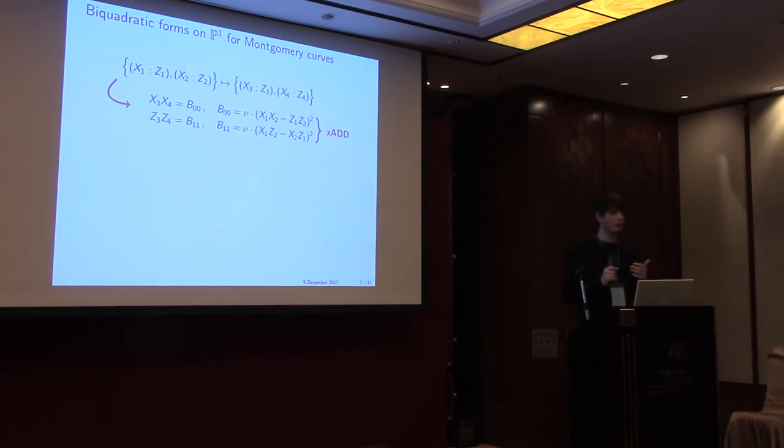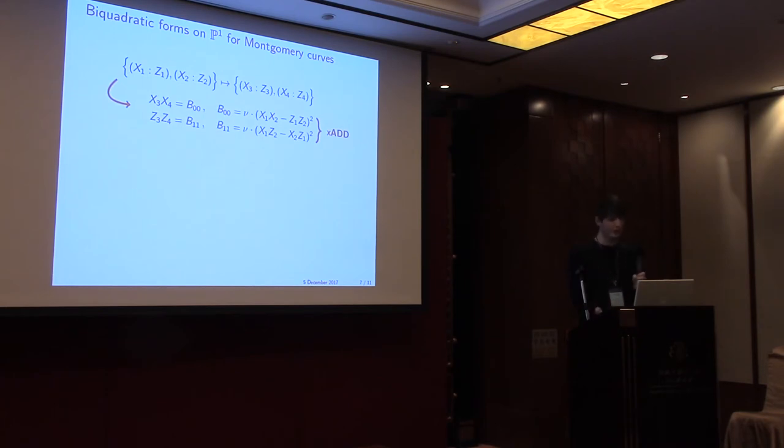Maybe they aren't always written in this way, but essentially we have two biquadratic forms, so B00 and B11. And they're biquadratic in the coordinates of the input points. So they're quadratic in x1 and z1 and quadratic in x2 and z2. And these define two relations between the sum and the difference, namely x3 times x4 is equal to some biquadratic form, and z3 times z4 is also equal to some biquadratic form. And you can easily see that if you know x3 and z3, you can kind of divide out by these, and you get some kind of x-add operation, assuming that things don't vanish.